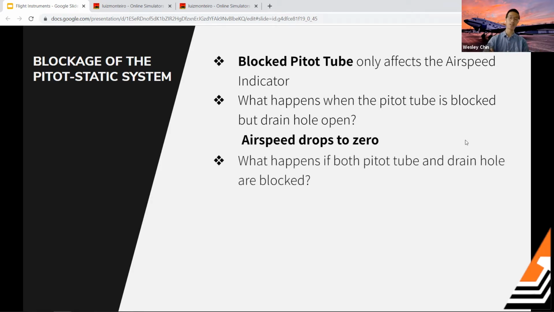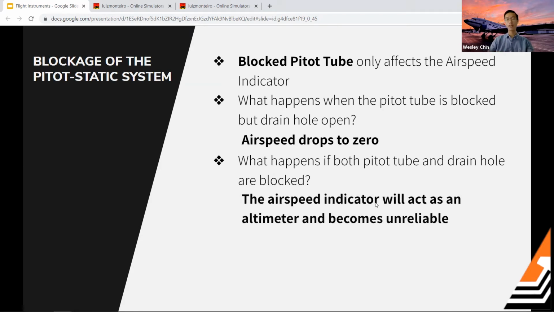Let's say both the pitot tube and the drain hole are blocked, or something further in the system is blocked. What's going to happen to the airspeed indicator? Anybody know? It could stick at a certain speed depending on when it blocked. Okay, all right. So I think that one is actually what we're going to talk about next with the static port. So maybe you're kind of on the right track. I'll show you what it is actually.